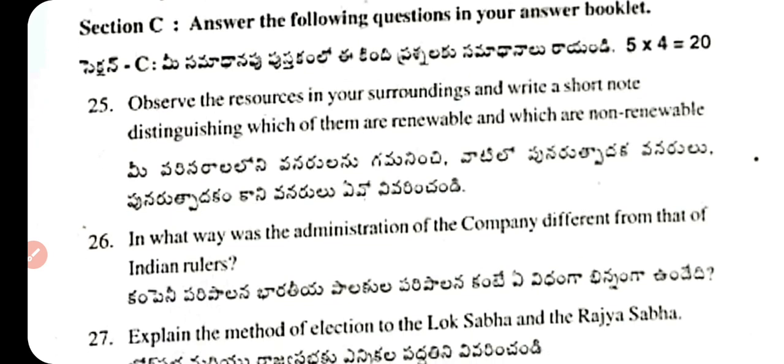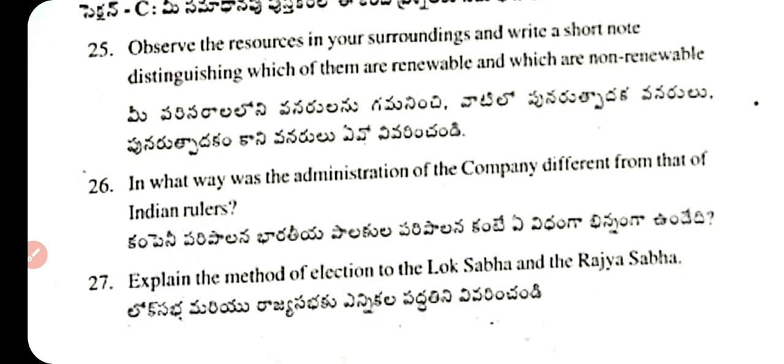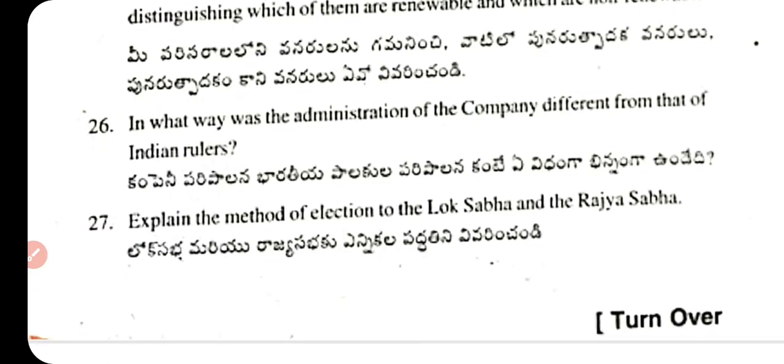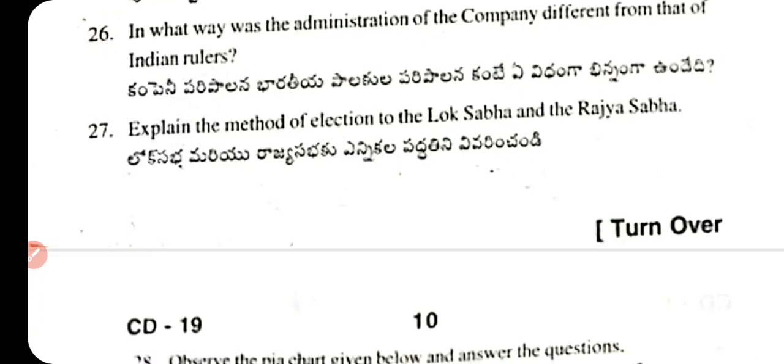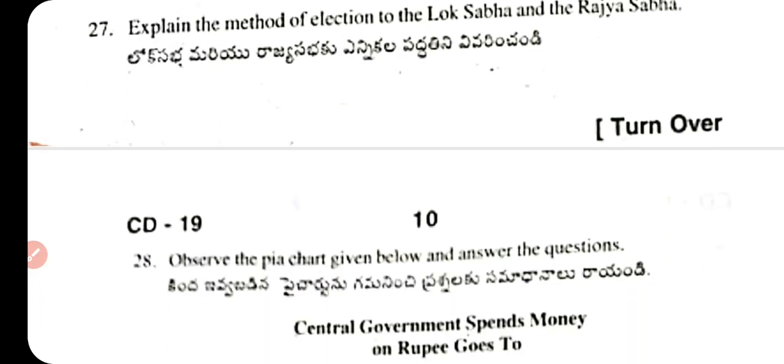Observe the resources in your surroundings and write notes distinguishing which of them are renewable and which are non-renewable resources. Question number 26. In what way was the administration of the Company different from that of Indian rulers? 27th question. Explain the method of election to the Lok Sabha and the Rajya Sabha.